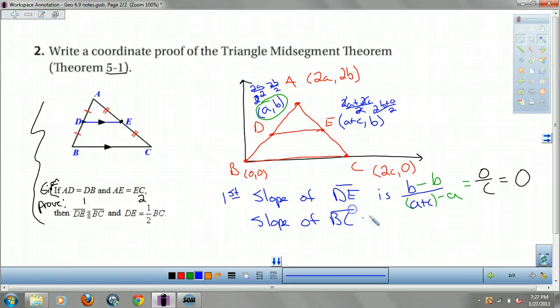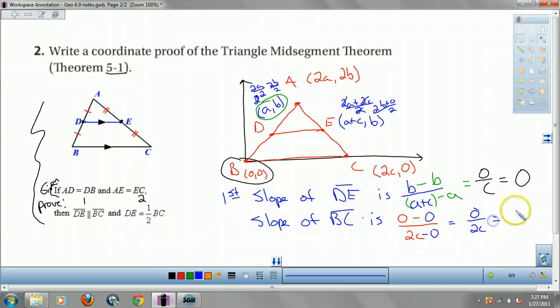Now my slope of BC is, okay, so we have a red one, we'll make the other one black. We'll make B black. What's my change in y's over my change in x's? That's my xy coordinate for C. Plug in my xy for B. And we still get 0 over 2C, which is still 0. Hence, DE is parallel to BC.